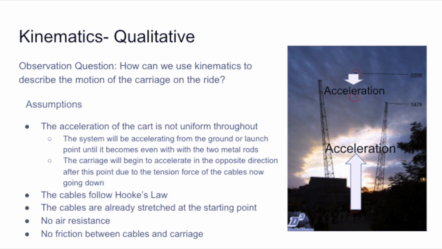First, we got to start with some assumptions. The acceleration of the cart is not uniform throughout. The system will be accelerating from the ground or launch point until it becomes even with the 2 metal rods, which is like the midpoint in between the 2 metal rods. The carriage will begin to accelerate in the opposite direction after this point due to the tension forces of the cables now pulling it downward, which I showed in the diagram here with the 2 arrows on the different parts of the ride there.